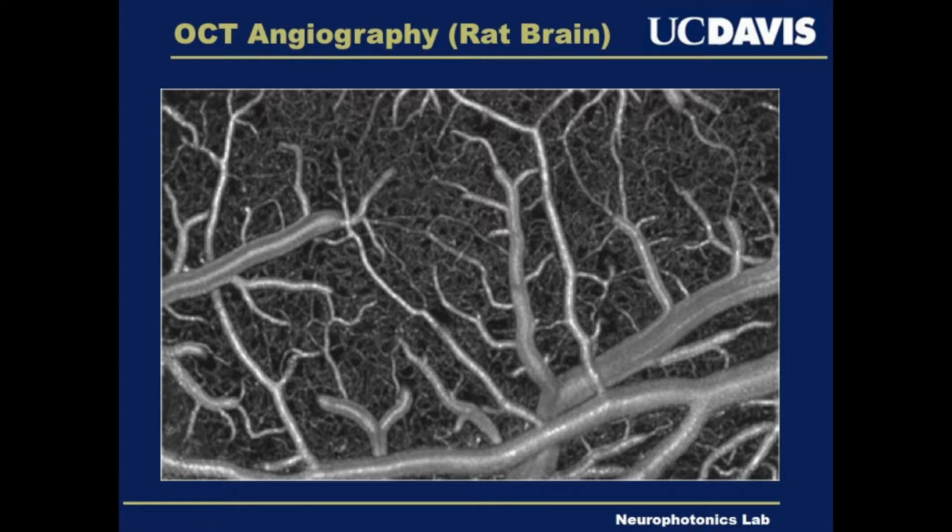So if you took a 3D data set of this speckle variance, what you can actually do is take a maximum intensity projection through that data set. This is looking from the top down in a rat brain. You can get a really nice high resolution angiogram.